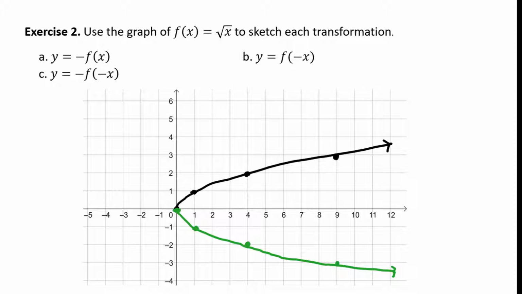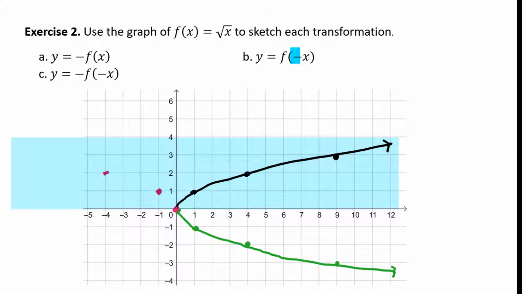B is y equals f of negative x. Notice that the negative is in the parentheses, which means it's affecting the argument. And when it is affecting the argument, we reflect it about the y-axis. Y-axis means side to side, so let's take each point. The origin stays the same. (1, 1) becomes (-1, 1). (4, 2) becomes (-4, 2).